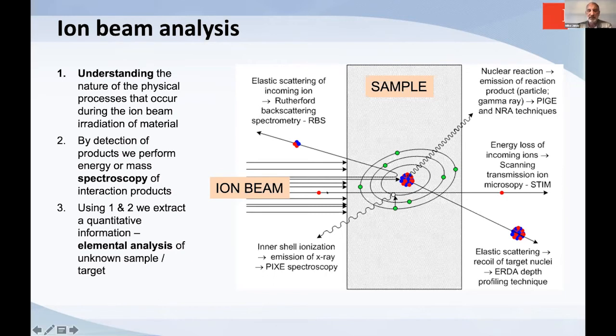So, as I said, there are many different groups of interaction. One is ionization, and one of the products of ionization is emission of X-rays. Then we have scattering, and there are two techniques, Rutherford backscattering and elastic recoil detection analysis. And there are also nuclear reactions, so these three groups of techniques I will discuss in the next 10 minutes.